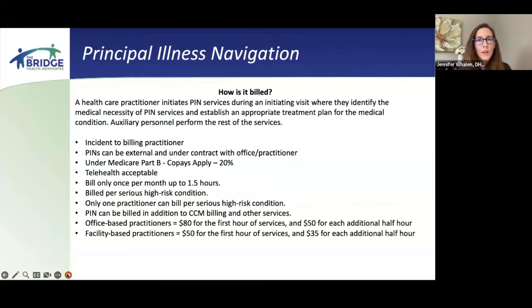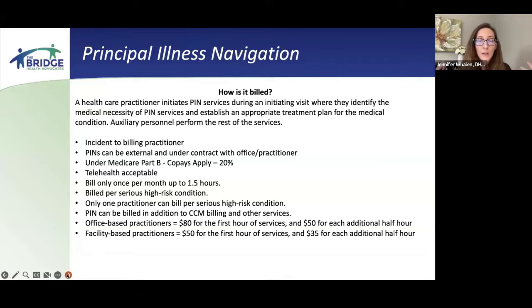Okay. So next one, how's it billed? Oh, these are busy slides, guys. I apologize, but they are. I know you all want to know this. These are things we need to know. So it has to be a healthcare practitioner: doctor, PA, NP. Generally, those are the billing practitioners for CMS. They initiate the PIN services. So there has to be an initiating visit where that practitioner identifies the medical necessity of PIN services, and they have to establish an appropriate treatment plan for the medical condition.